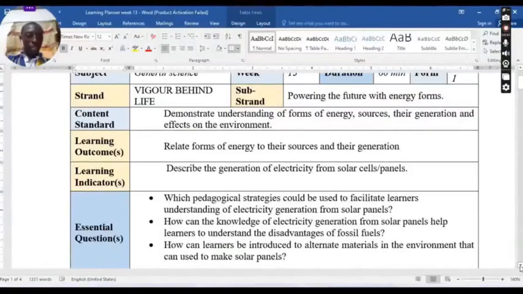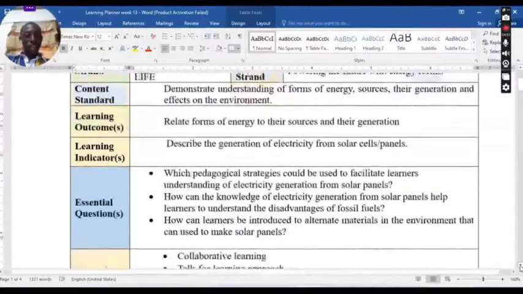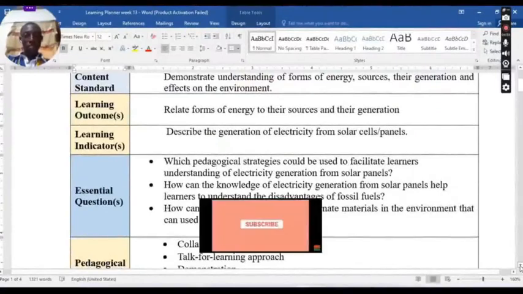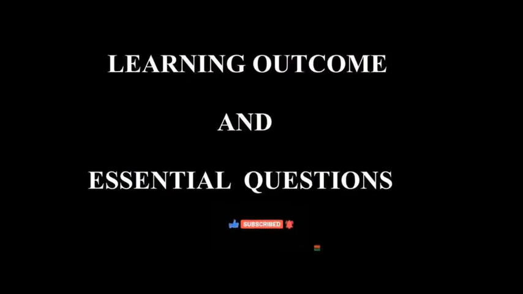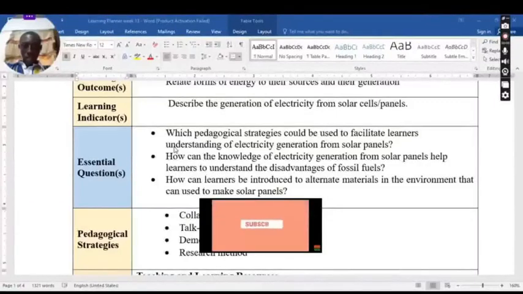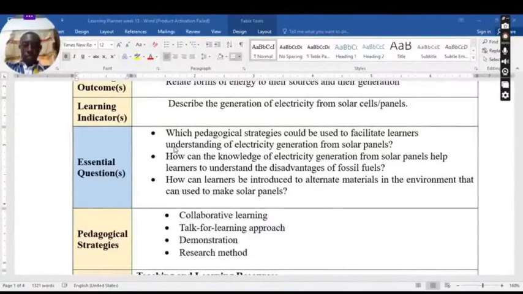The learning outcome is the broad knowledge learners are to have at the end of the lesson. So the content standard is a broader knowledge. LO, learning outcome, is a broad knowledge. Then the learning indicator is a specific topic that you are going to teach. So that is the LO. Now the LI, the learning indicator, is a specific topic that you are going to teach for that particular week. The specific topic you have to teach for a particular week. So take note.